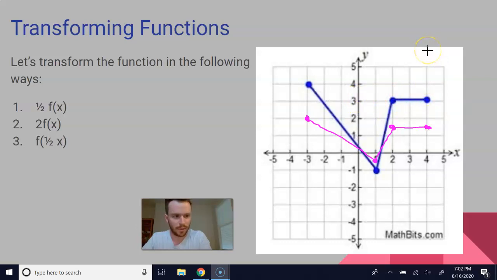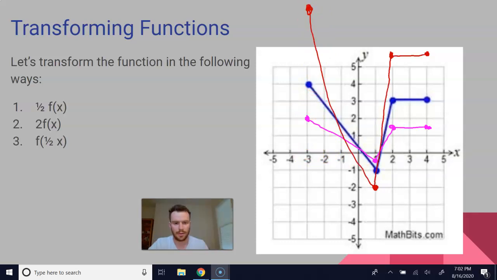Now I'm going to go off my graph a little bit here. This next point is also going to double. So this third point, 1, negative 1, the y value is negative 1. So we're going to say negative 1 times 2, which would give us negative 2. We have negative 3, 4. So 4 is the y value, and we're going to double that. So then we'll have negative 3, 8, which is going to be way up here. Now I'll connect the dots. The red function is the vertically stretched version of the original function.